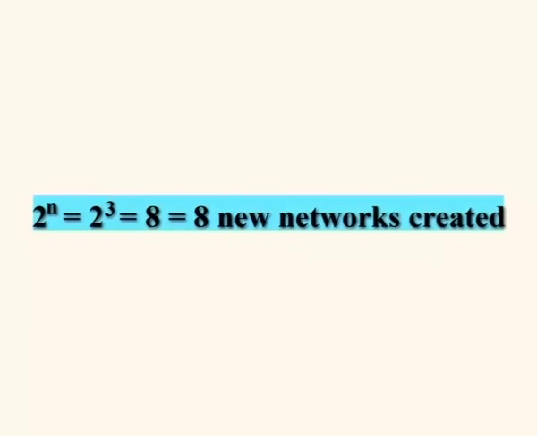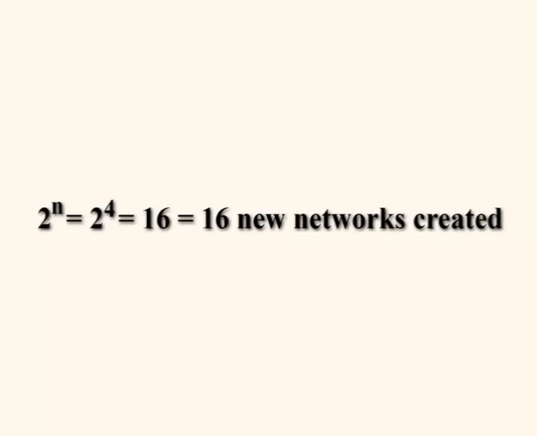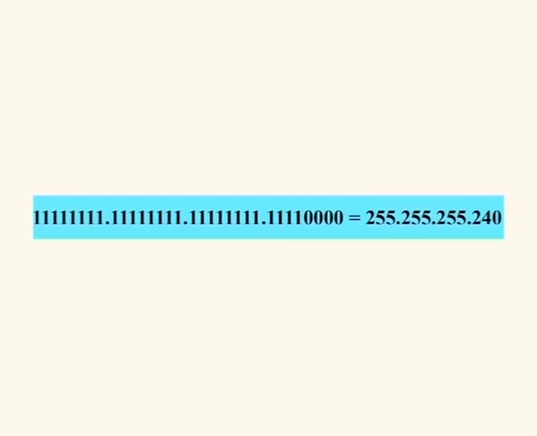Consider the result if 3 bits are borrowed. Using the above magical formula as shown on the screen, 2 raised to power 3 is equal to 8. So, 8 networks are created. However, a total of 8 new networks do not meet the original requirement of at least 10 networks. Consider the result if 4 bits are borrowed as shown on the screen. 2 raised to power n is equal to 2 raised to power 4, equal to 16. So, 16 new networks are created. A total of 16 new networks do meet the original requirement.